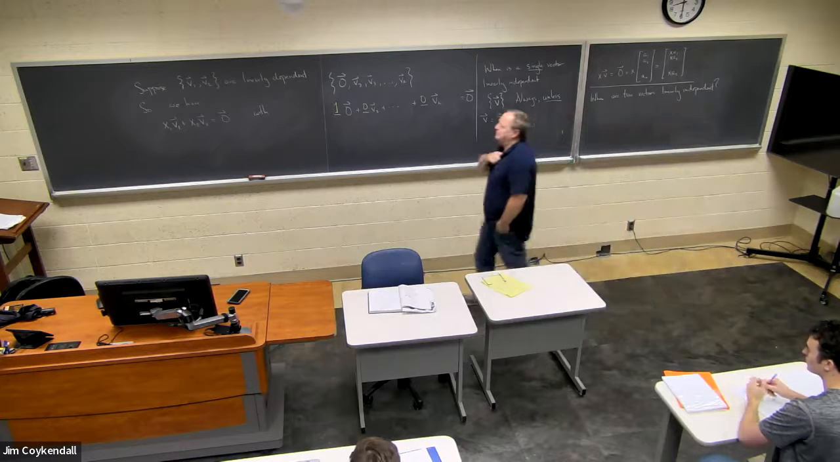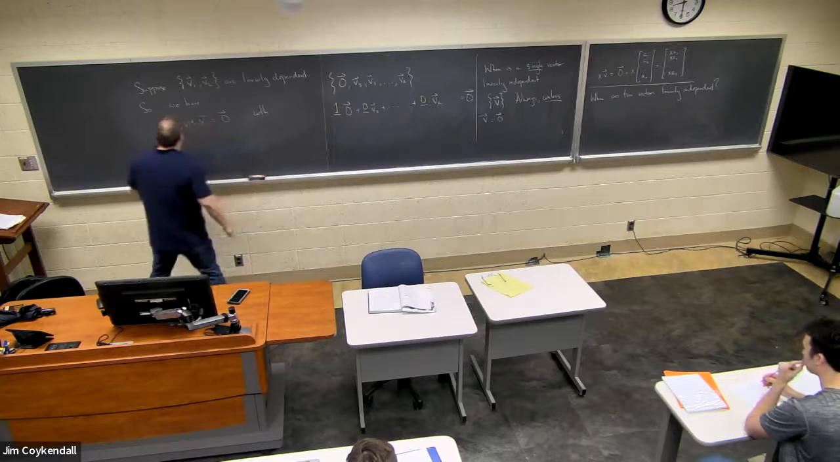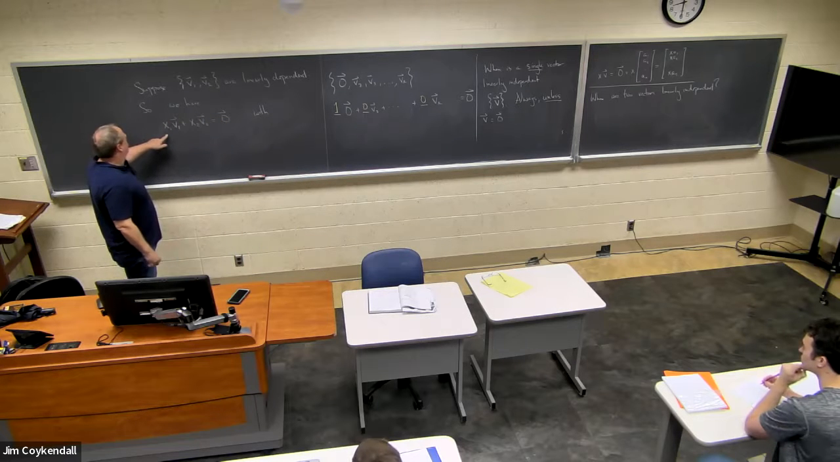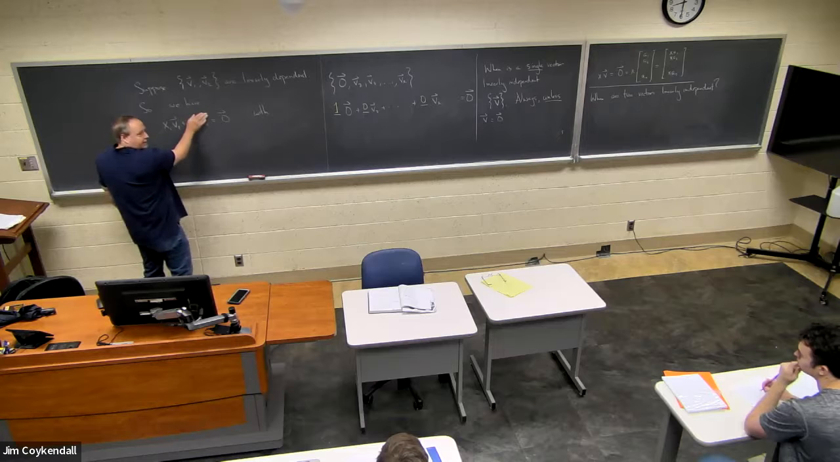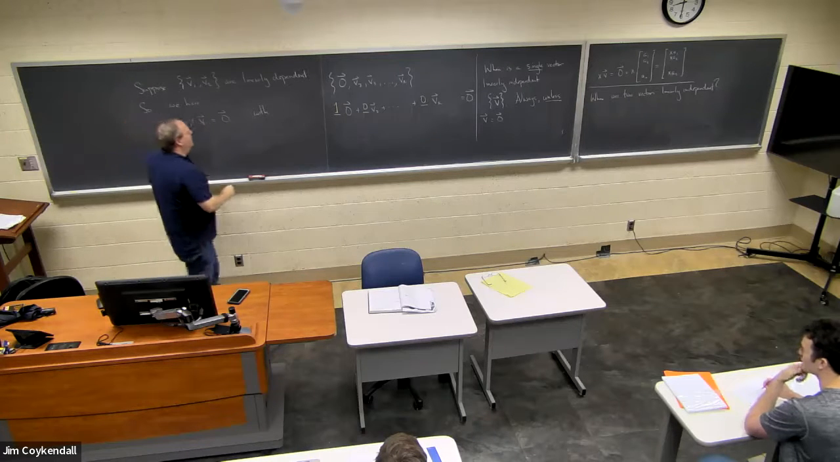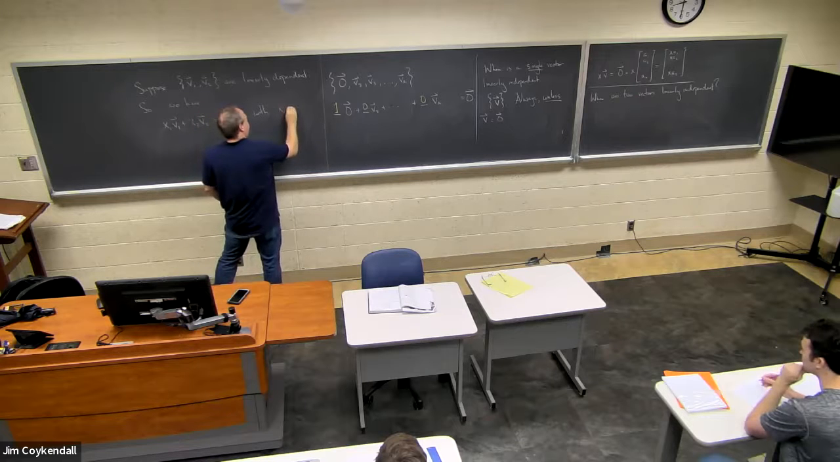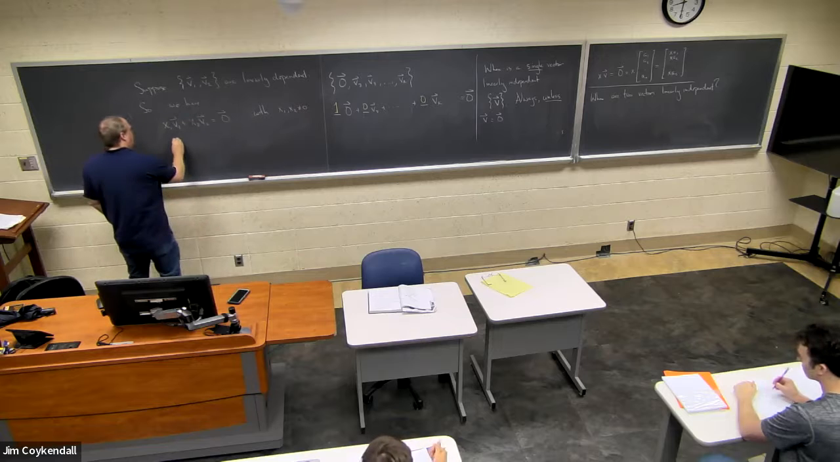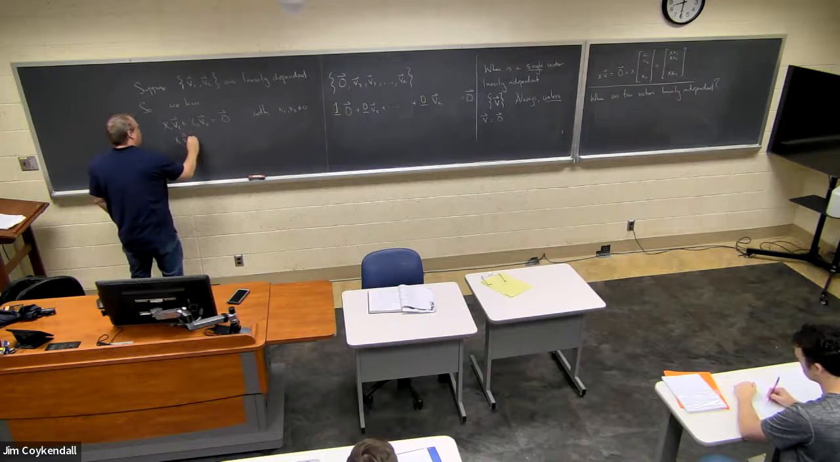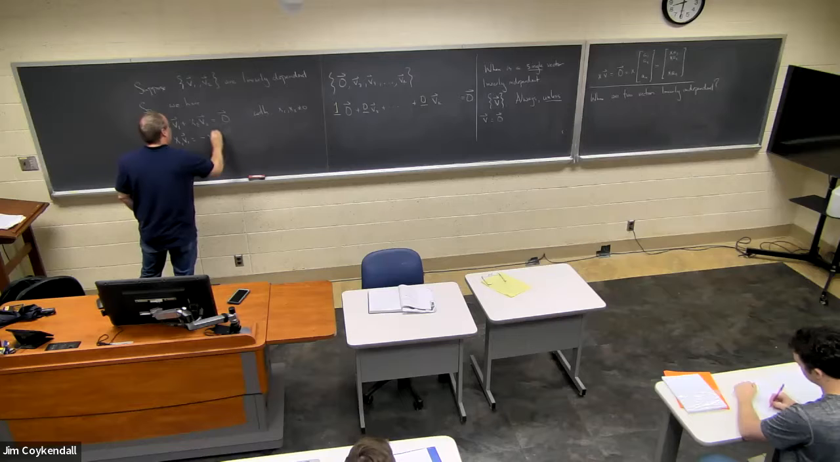Okay. Let's suppose that x1 is not zero, right? Suppose x2 is zero. So now you've got this equation, right? And what does that mean? That means that x1 also has to be zero because we're assuming both these vectors are not zero, right? So in this case, because there's only two, both of these are non-zero. So notice that x1 v1 is minus x2 v2.